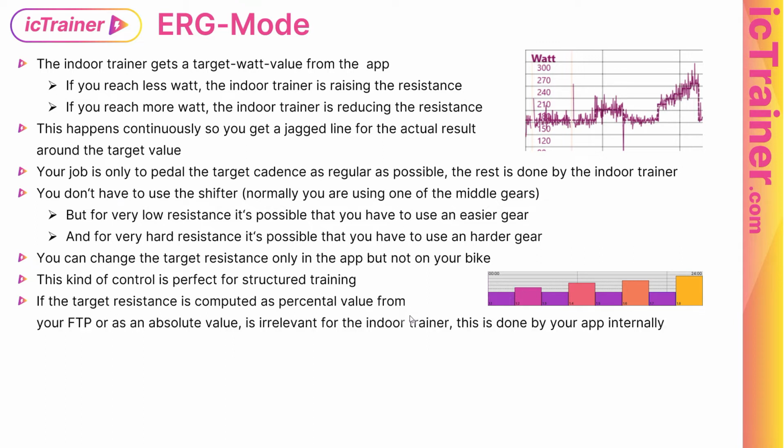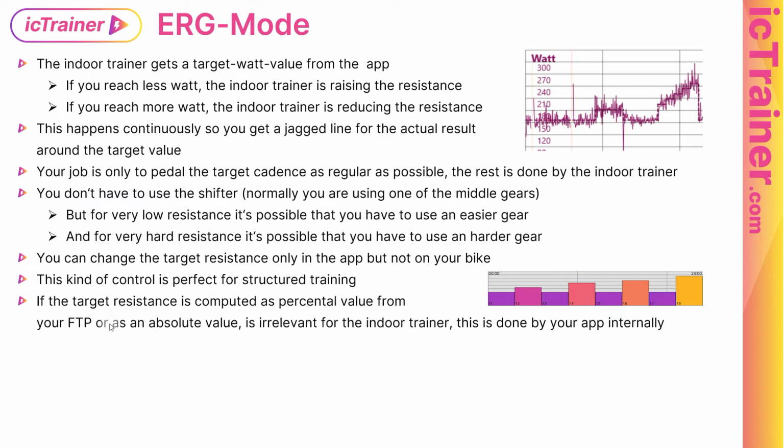And normally this target resistance is computed as a percentage value of your FTP, but you can also configure it in a workout as an absolute value. The FTP has the advantage that if you get better results in the FTP, then you don't have to configure the workouts again. It's done automatically. With absolute values, you have to adapt it from time to time.